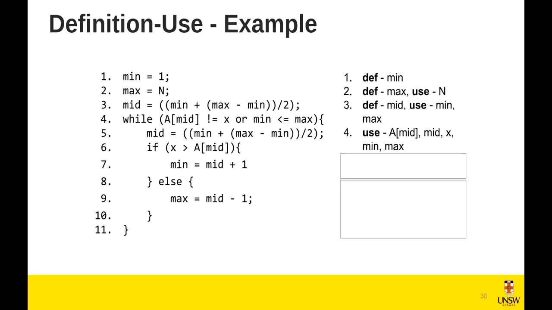What about the fourth line here? It's actually a use of all these variables. What about the fifth line? Does it have any definition in the fifth line, or is it only about uses? Fifth line, this one here. It's a tricky case. Just make a guess.